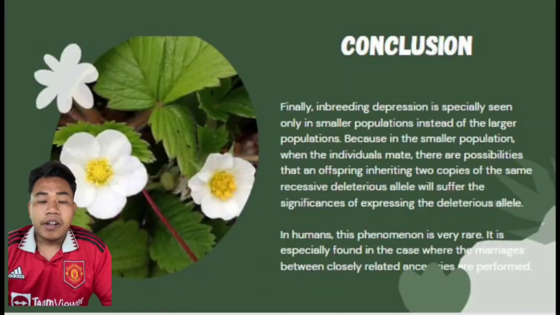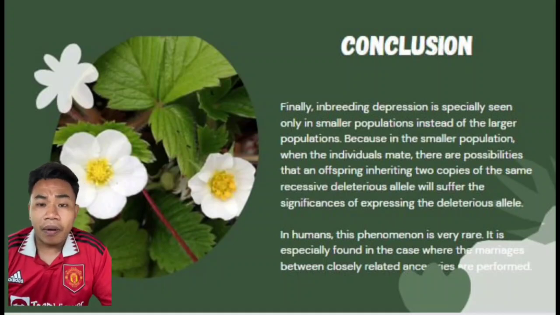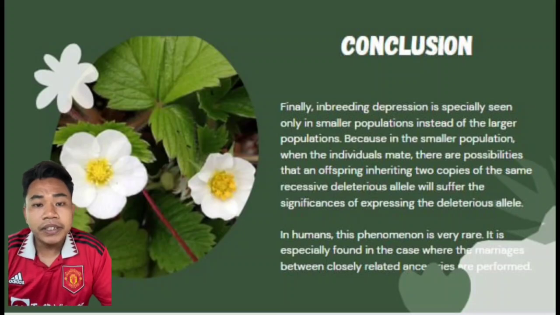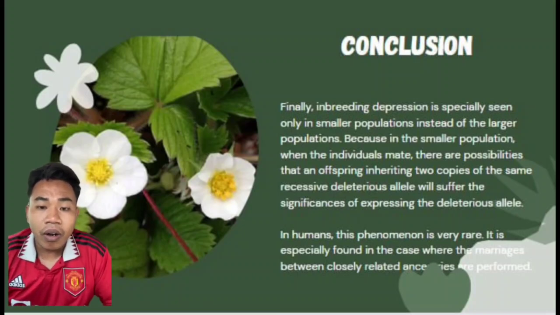Lastly, I want to go to the conclusion. Finally, inbreeding depression is especially seen only in smaller populations instead of larger populations, because in a smaller population, when individuals mate, there are possibilities that an offspring inheriting two copies of the same recessive deleterious allele will suffer the consequences of expressing the deleterious allele.